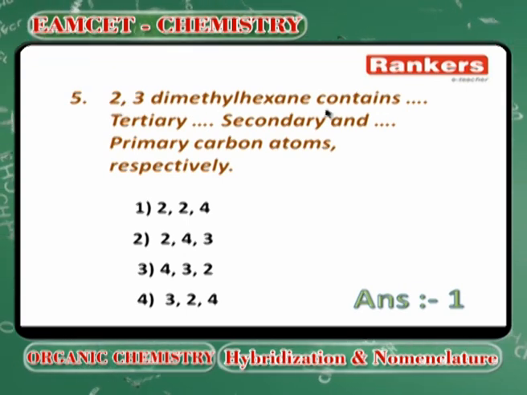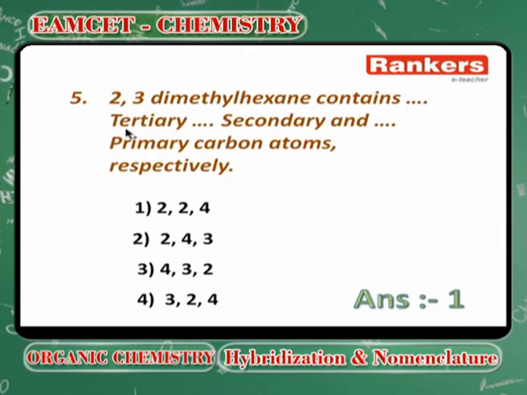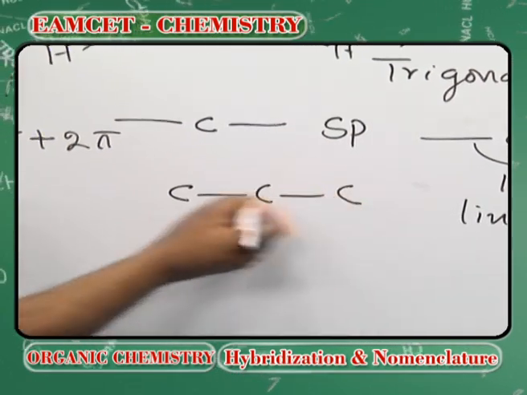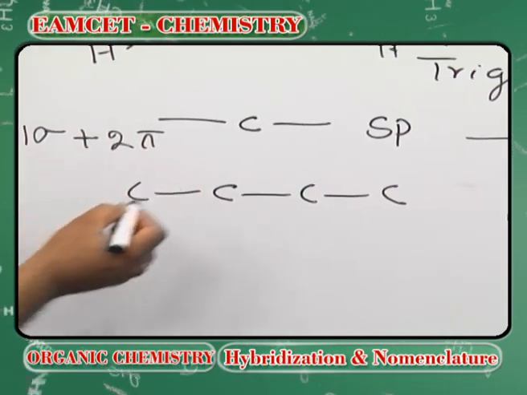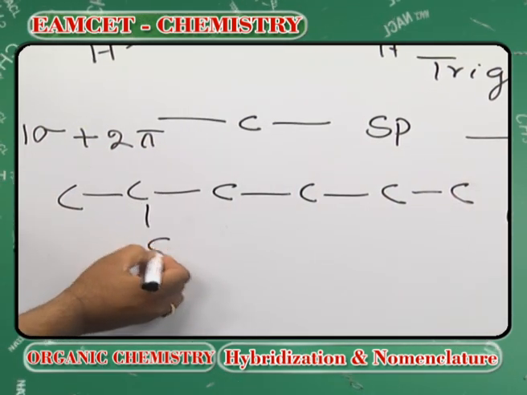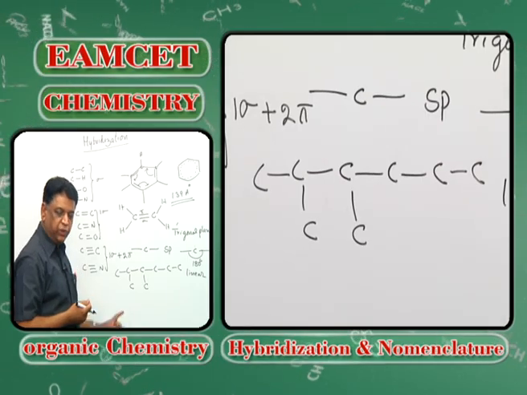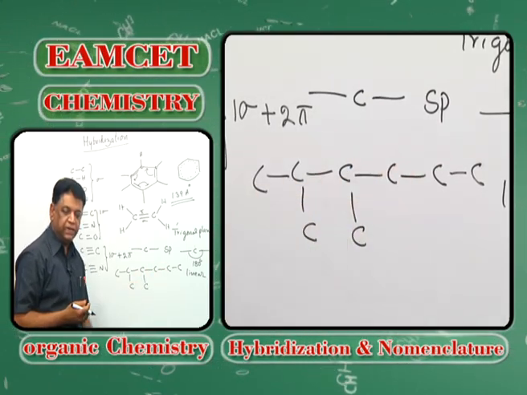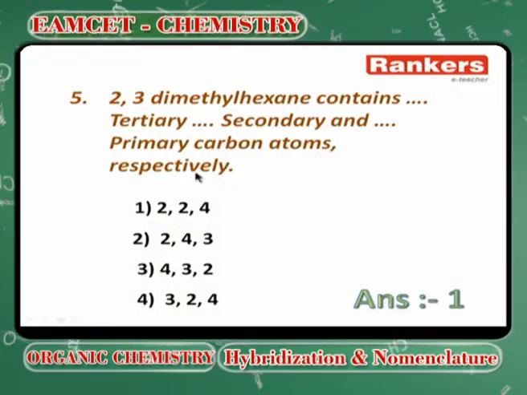2,3-dimethyl hexane contains... Here we are seeing hybridization, but actually the question is something else. The name given is 2,3-dimethyl hexane, that is, 6 carbons are there. At the second carbon and at the third carbon we have 2 methyl groups. So therefore, 2,3-dimethyl hexane contains how many tertiary, secondary and primary carbon atoms respectively?